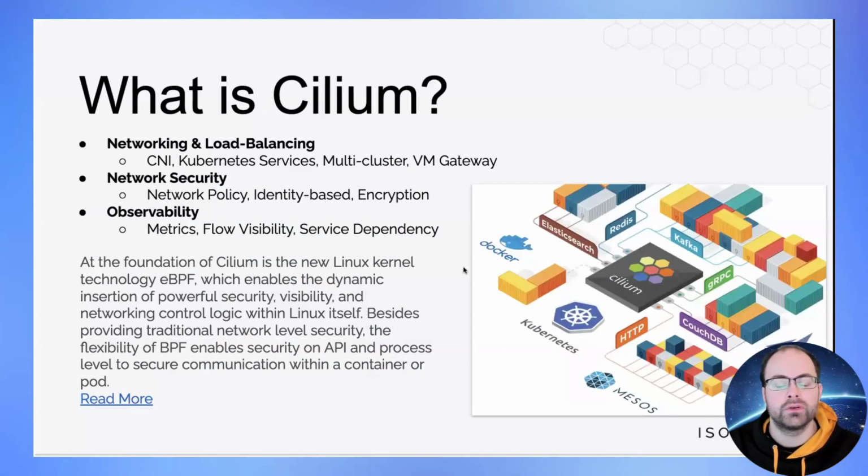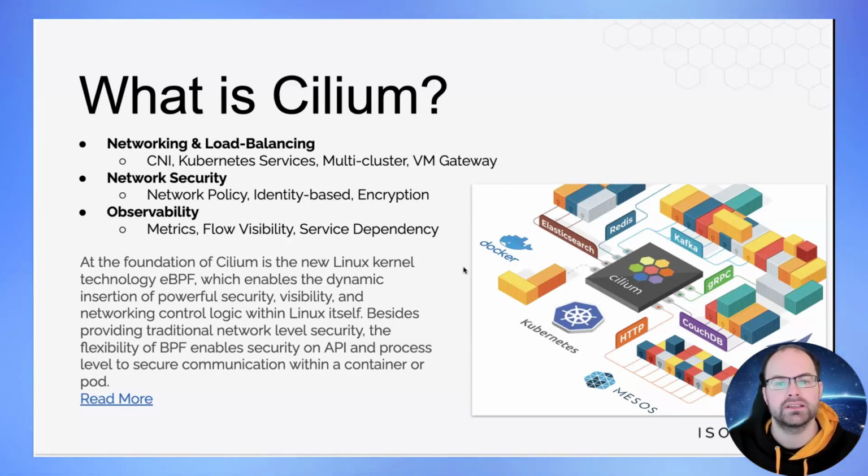So let's focus more on why we're here with this session today. What is Cilium? Cilium covers three main areas from a cloud native point of view. The first one is what we're most known for, which is networking and load balancing. So we are a Kubernetes container network interface. We provide connectivity for Kubernetes services. We provide multi-cluster connectivity and also egress gateway services to the rest of the network as well.